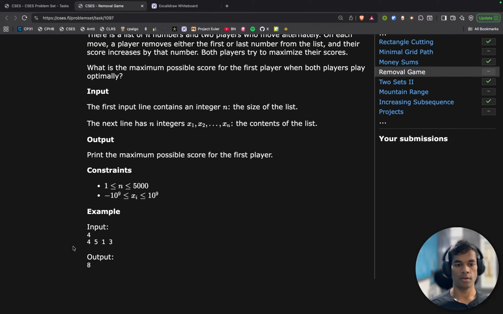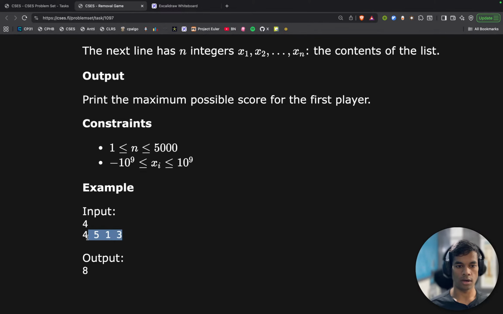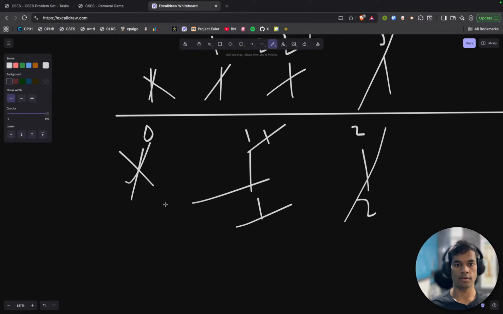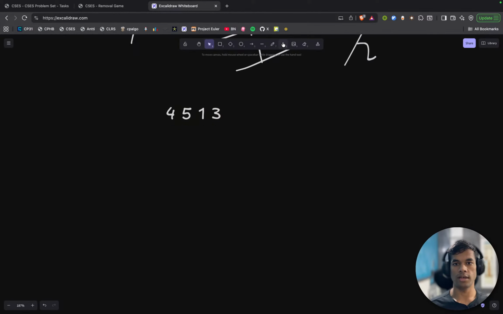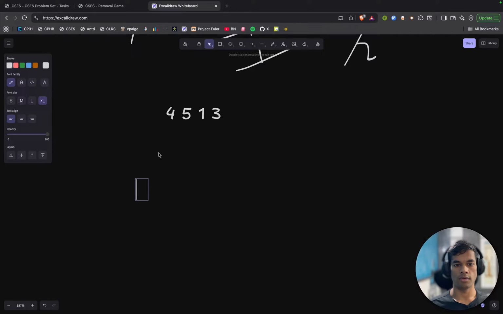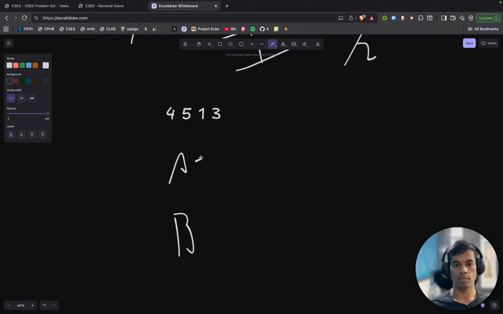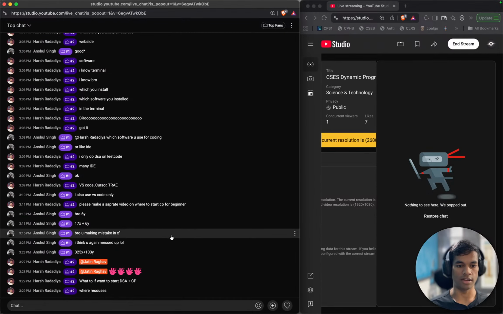Removal game. We have something like this. Here the correct output is 8. How would we get 8? Here we have Alice and we have Bob. Let's write the indices of the numbers that they are choosing.